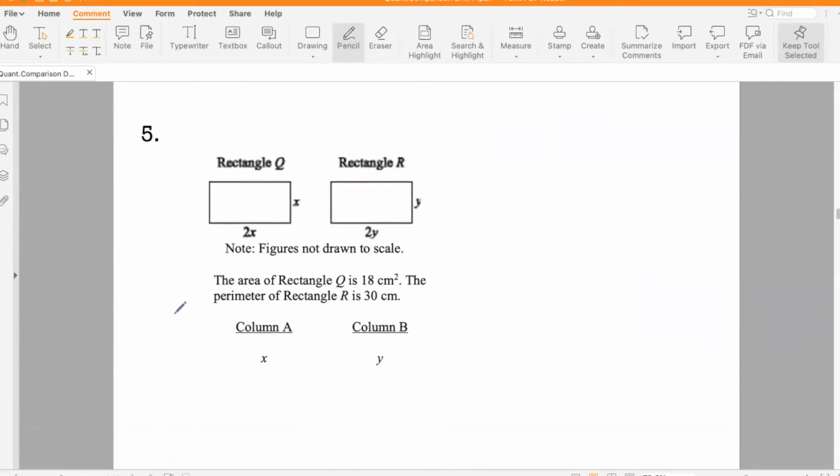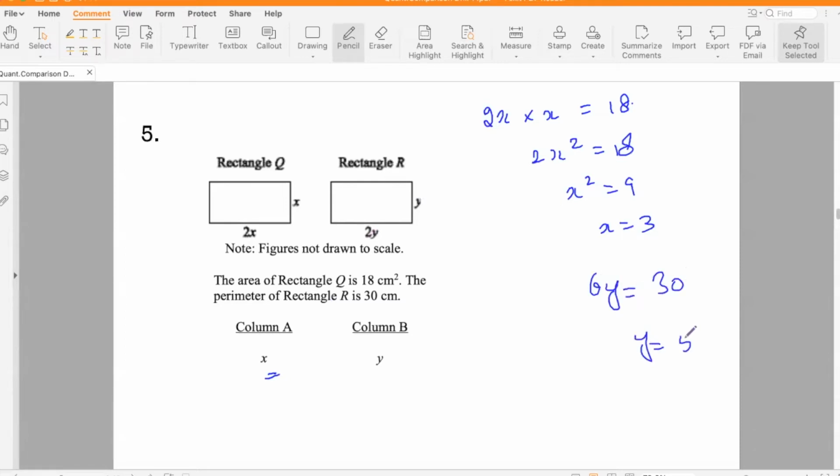Okay, the area of rectangle Q is 18 centimeters squared and the perimeter of rectangle R is 30 centimeters. So rectangle Q will be 2x into x, that area is 18. So 2x squared is 18. So x squared is 9. So x is 3. So column A is 3. And the perimeter. So what is the perimeter? 2y plus y, 3y into 2. So that's 6y is 30. So y is 5. So this quantity is 3 and this quantity is 5. So here the quantity in column B is greater. So B would be the answer.